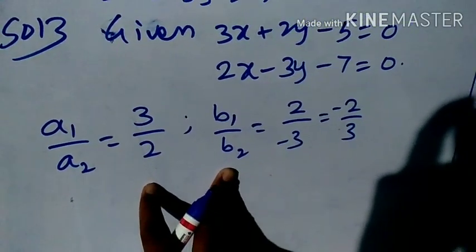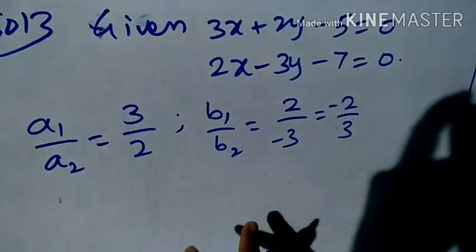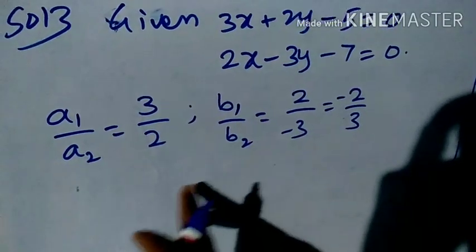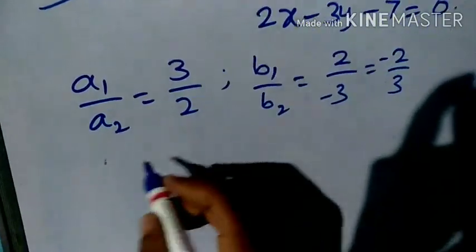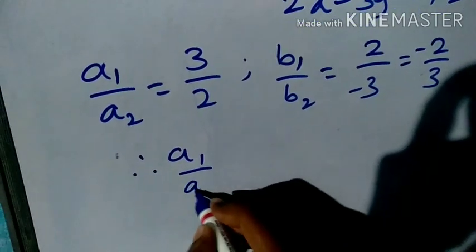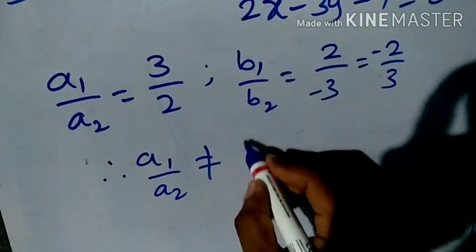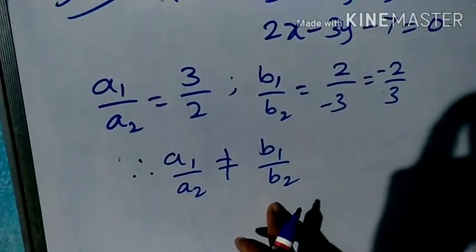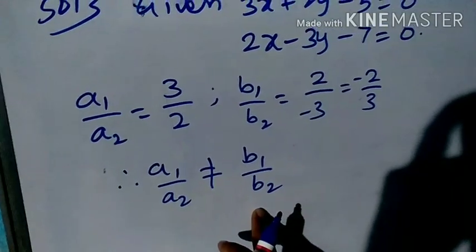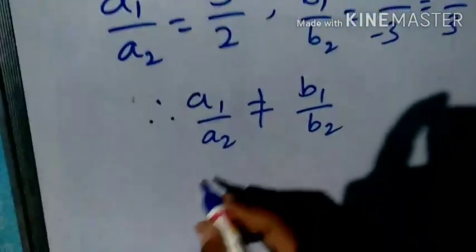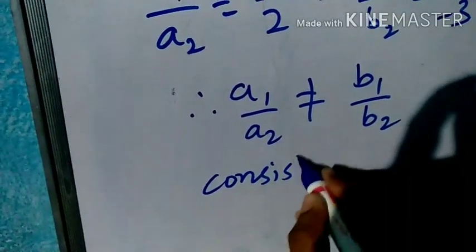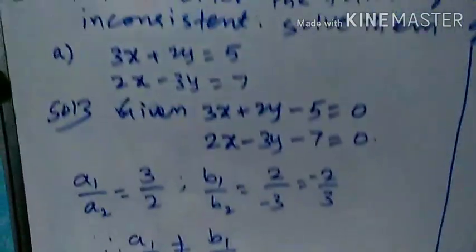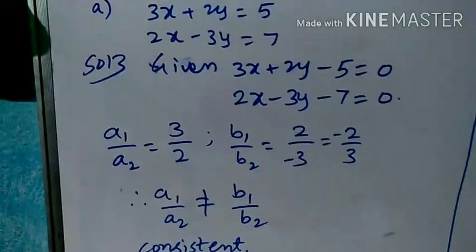No. So there is no need to check c1 by c2. If both are equal, then check the c1 by c2 value. Therefore a1 by a2 is not equal to b1 by b2. So this system of equations is consistent. The following equations are consistent.